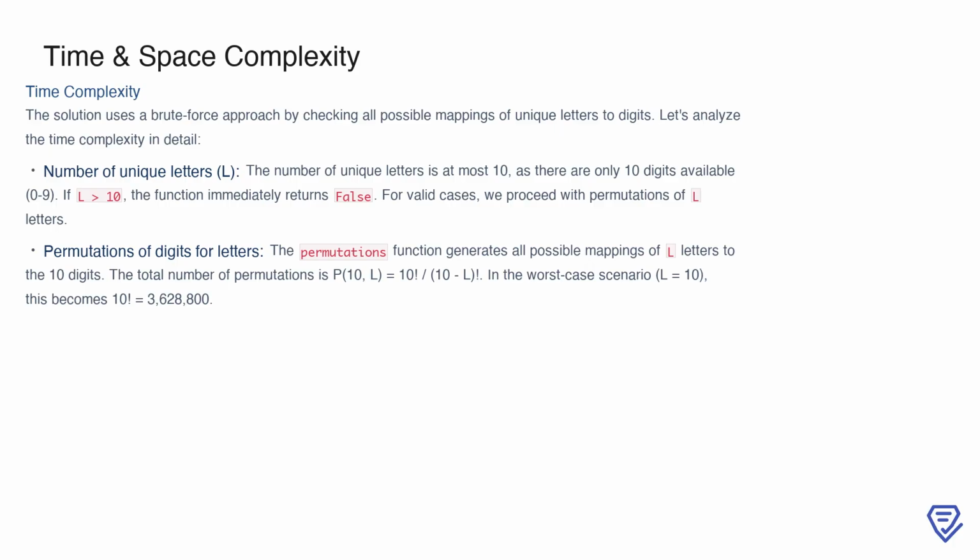For valid cases where L is 10 or fewer, we compute the total permutations of these letters using the formula P(10, L), which is 10 factorial divided by (10 minus L) factorial. This represents all possible arrangements of L letters with the 10 digits. In the worst-case scenario, where L equals 10, this results in 10 factorial, which is approximately 3.6 million permutations. This exponential growth highlights the computational intensity of this approach as L increases.